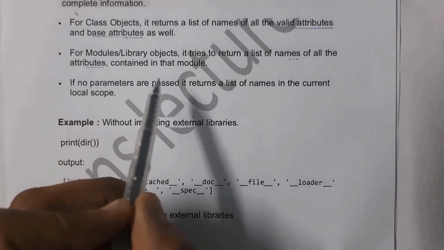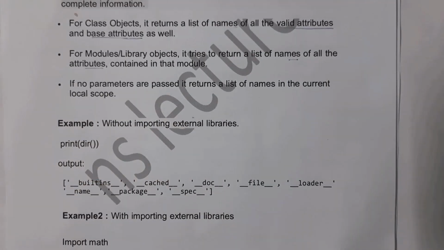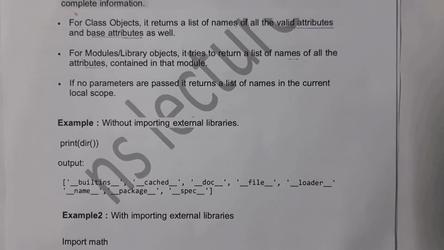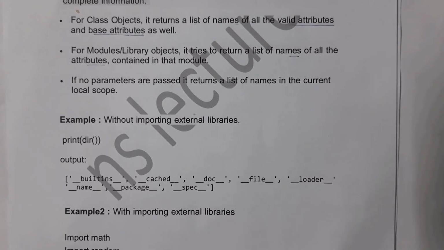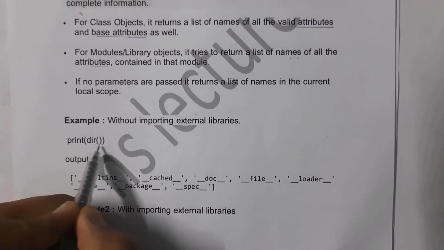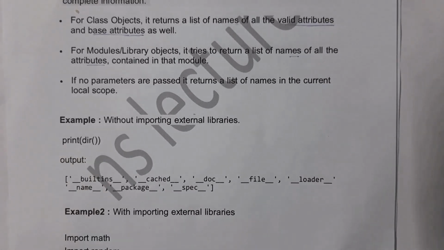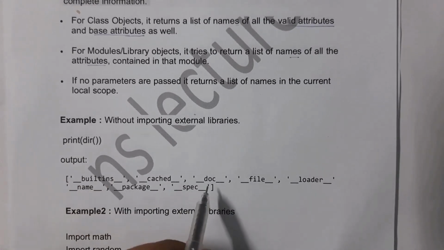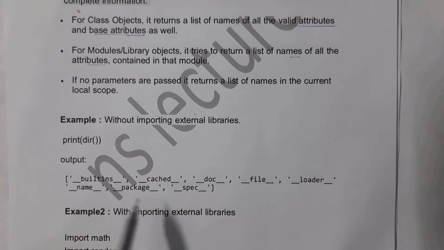If no parameters are passed, whatever names are present inside scope, it will return all those names. This is how the dir function behaves differently with different objects. This is an example. Here I am not importing any external libraries. Just write print dir. Whenever you write print dir, this is my output. It will print all those attributes. They are built-in attributes: doc, file, name, package, and so on.